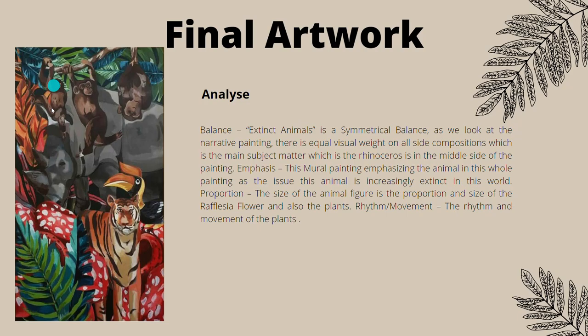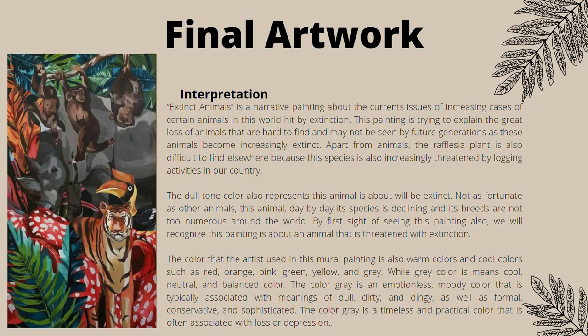So lastly is the interpretation. Extinct Animal is a narrative painting about the current issue of increasing cases of certain animals in this world that are hit by extinction. This painting is trying to explain the great loss of animals that are hard to find and may not be seen by future generations as this animal becomes increasingly extinct. Apart from animals, the rafflesia plant is also difficult to find elsewhere because this species is also increasingly threatened by logging activities in our country.